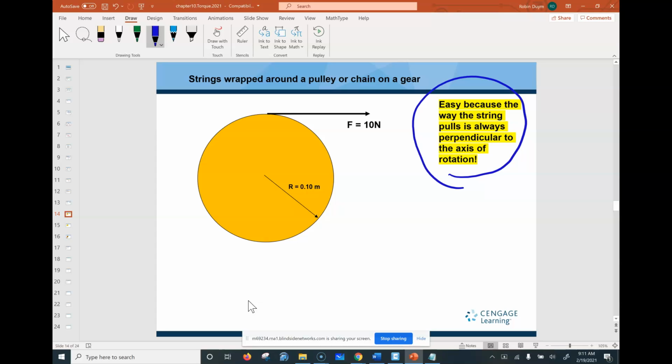Take a second, draw your lever arm. Start at the axis, go out to the force. That's my R. And it's just the radius of the circle. So you can easily figure out your torque because you're going to do R cross F. They're completely perpendicular to each other, so you just multiply the two together. So we love pulleys, we love strings.